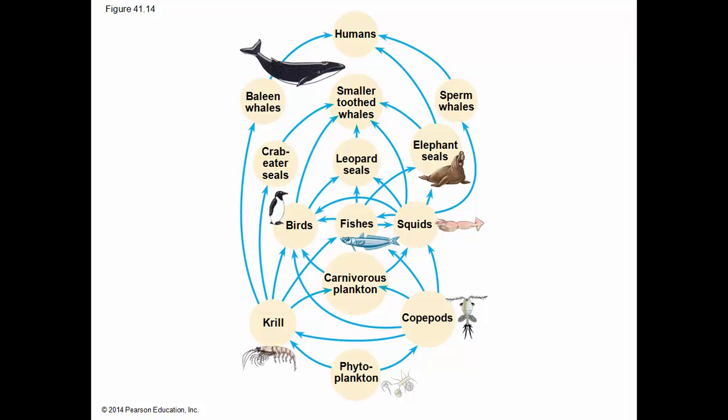Arrows follow the transfer of food from producers, the phytoplankton, up through the trophic levels. For simplicity, this diagram omits the decomposers. Obviously, the decomposers are an important part, and they're really at the top of the food web because everything dies, so everything gets decomposed.